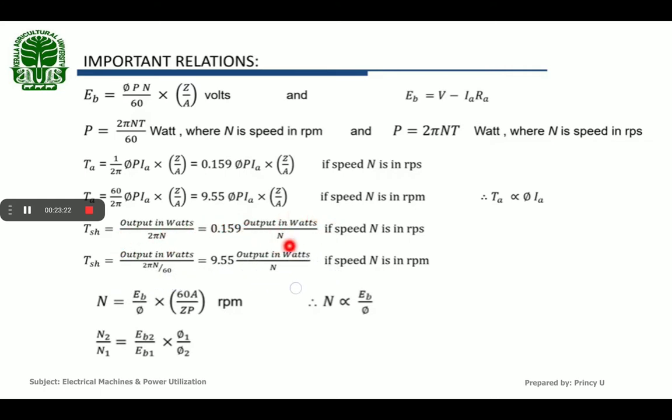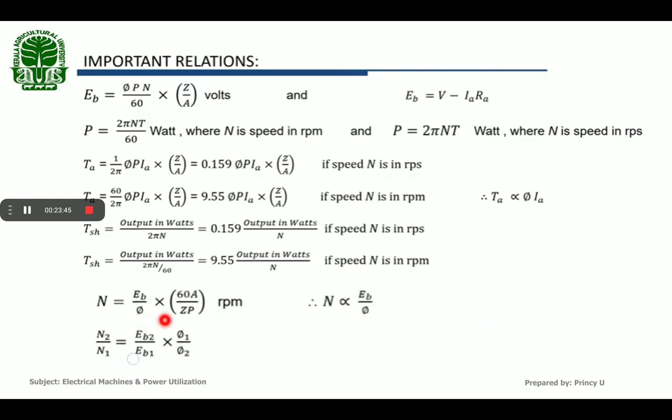0.159 output in watts by N, where N is the shaft speed in revolutions per second. If it is RPM, 2πN by 60, so 60 by 2π gives 9.55 output in watts by N. Okay, so this is the equation for shaft torque.